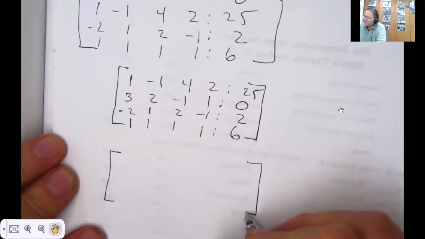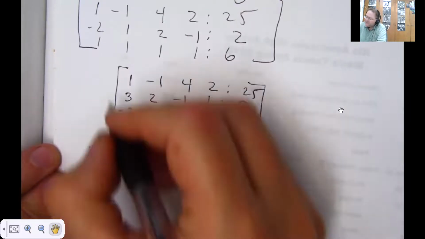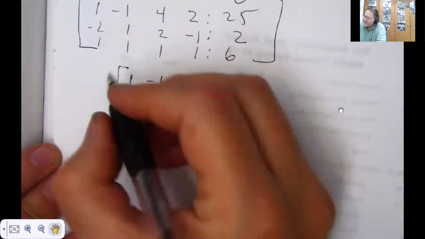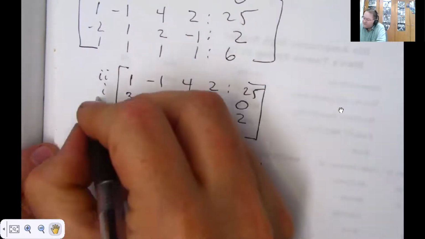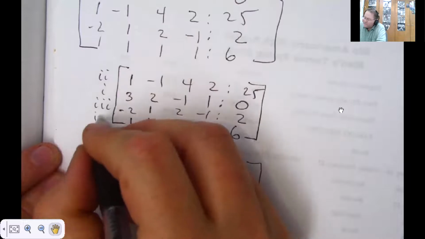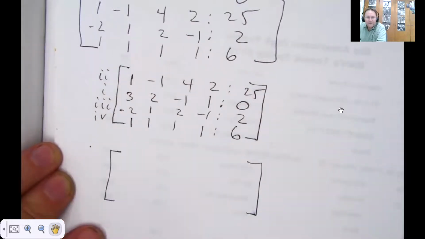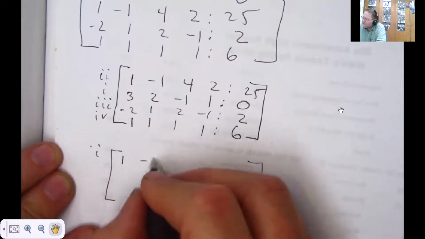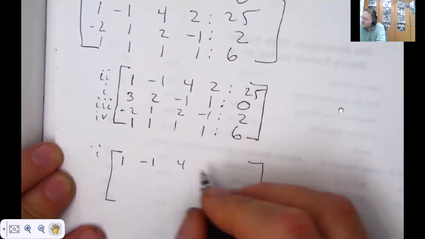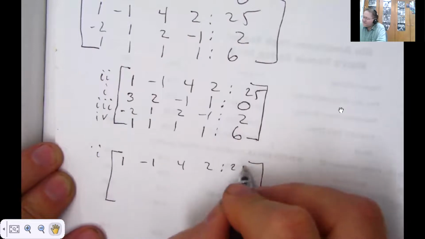And I'm gonna keep row one the same, right? Let's talk about what I did here. I moved row two to row one, and then this stayed row three, this stayed row four. All right, I'm gonna keep row one the same. It's gonna be one, negative one, four, two, and 25.